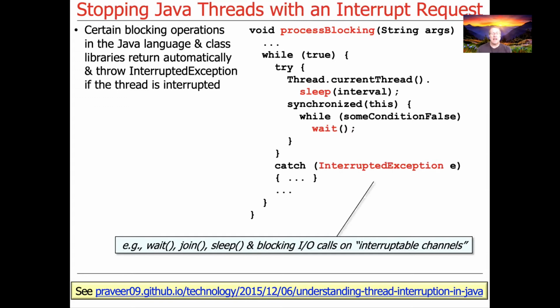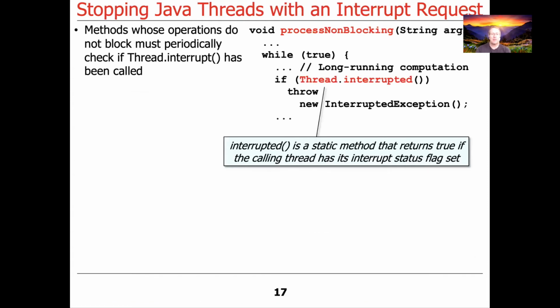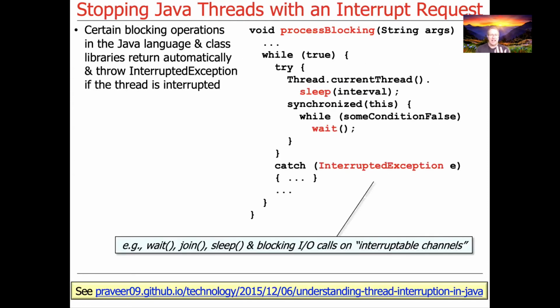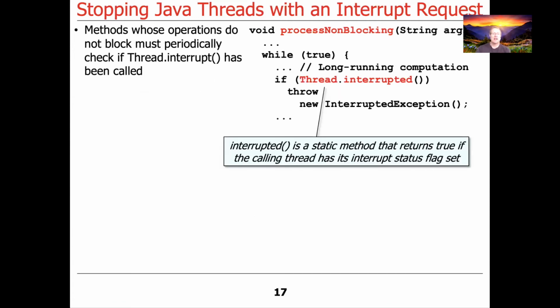In all of those cases, because these are calling into sort of system libraries that don't know anything about volatile Boolean flags, they are programmed to detect when the interrupt status changes. And then they will throw the interrupted exception, as you can see here. So this will come back as an interrupted exception being thrown, which we can catch and do something with. And we'll talk about patterns of catching these exceptions later.